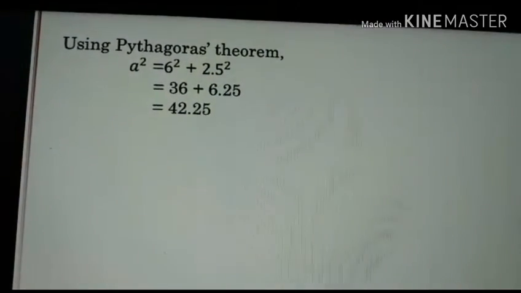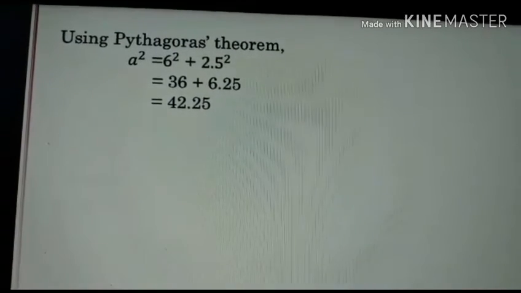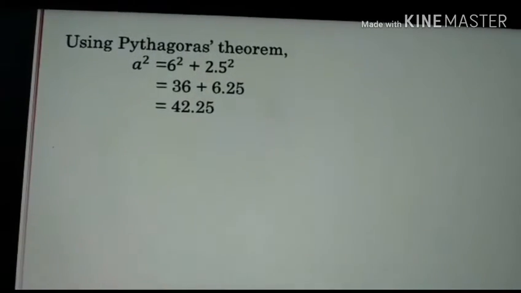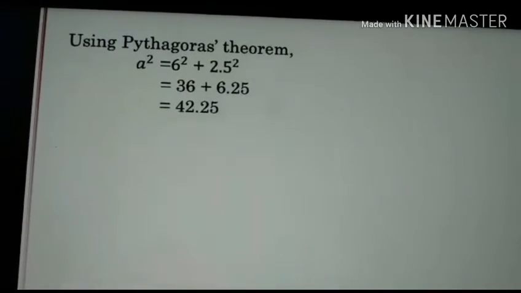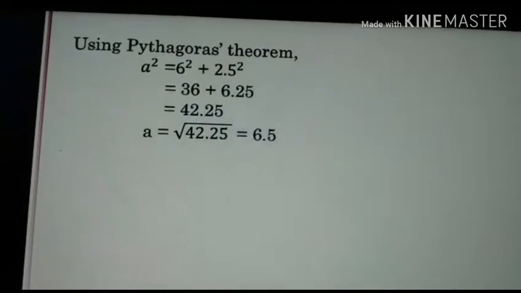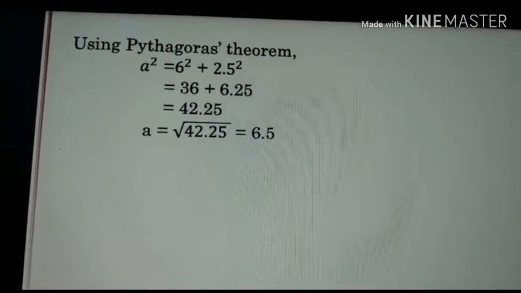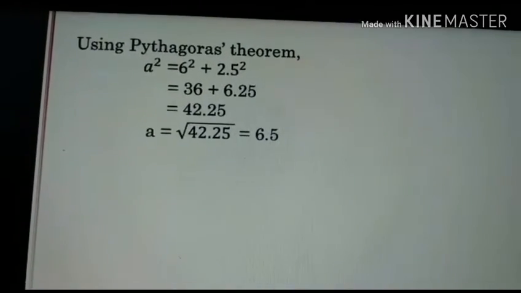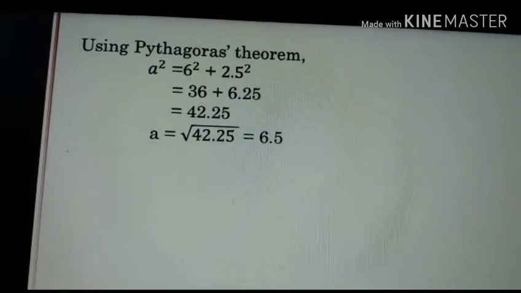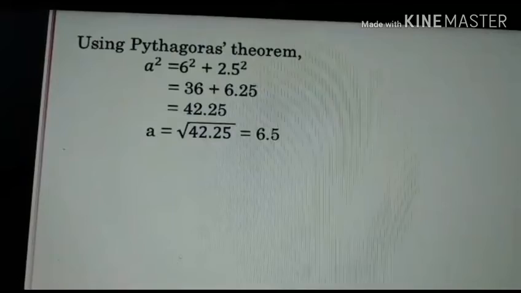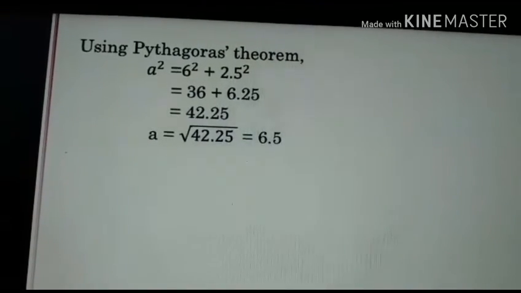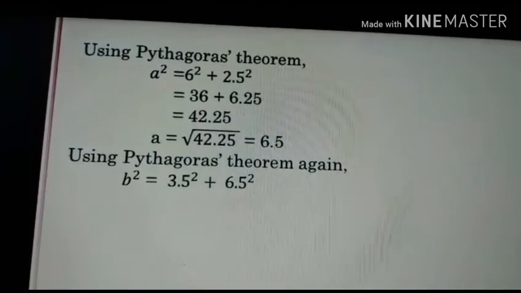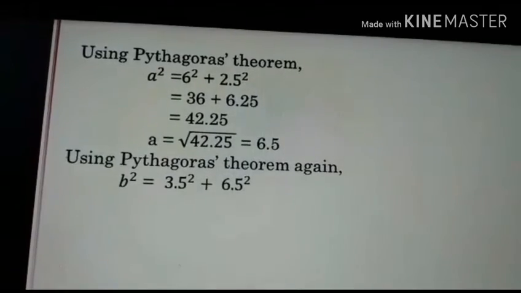To find the value of A, use the square root on both sides. Square root of A square equals square root of 42.25. Square root of A square means A equals square root of 42.25. The answer is 6.5. So we get the value of A as 6.5. Use the Pythagoras theorem again. A square plus 3.5 square is equal to B square. B is the hypotenuse. A is 6.5 centimeter.